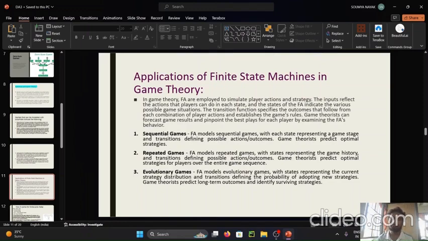We'll see how finite automata is checking this. So talking about the application, we already got the overview of what finite automata is and how it is helping. So let's talk about the application.